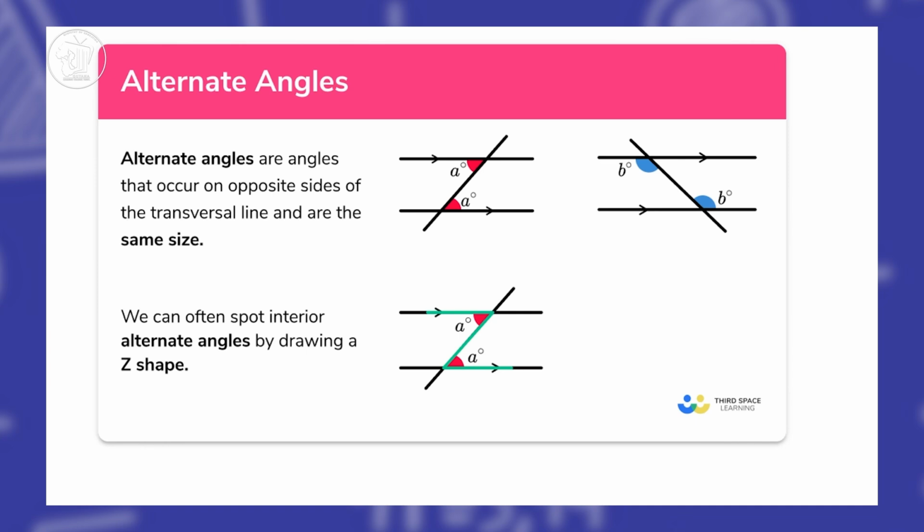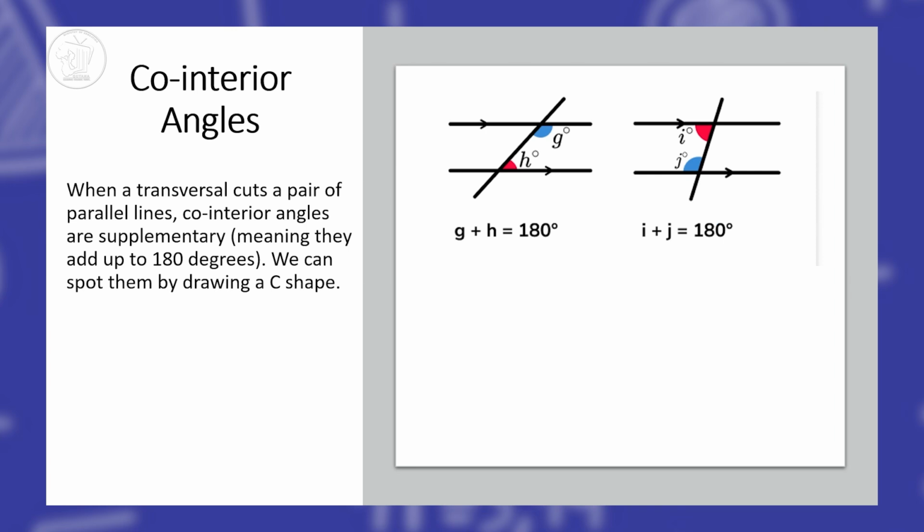But remember, the lines that form the Z must be parallel. And then the transversal cuts it. So these two lines must be parallel. If the lines are not parallel, for example, if you have something like this, and it cuts here, and you think a Z is here. No, this cannot work because the two lines are not parallel. So let's look at another one.